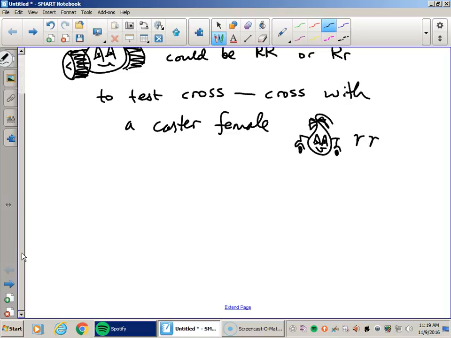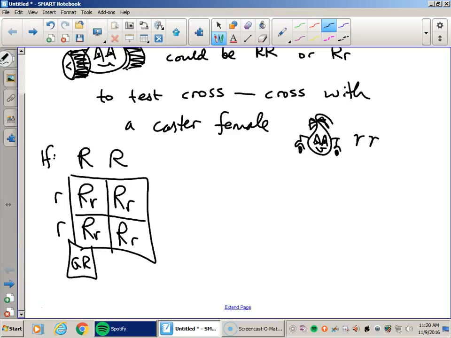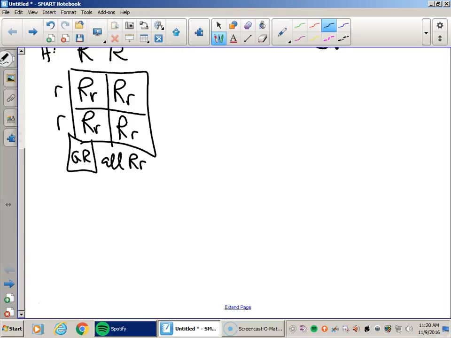So we're going to cross this. There's two possible cases. Whenever you do the test cross, we're going to do left side, right side. On the left side, we can go big R, big R. So if it's homozygous, okay, we can show our cross here. And we got our genotypic ratio then, our GR would be all heterozygous, big R, little r. And we call them carriers.